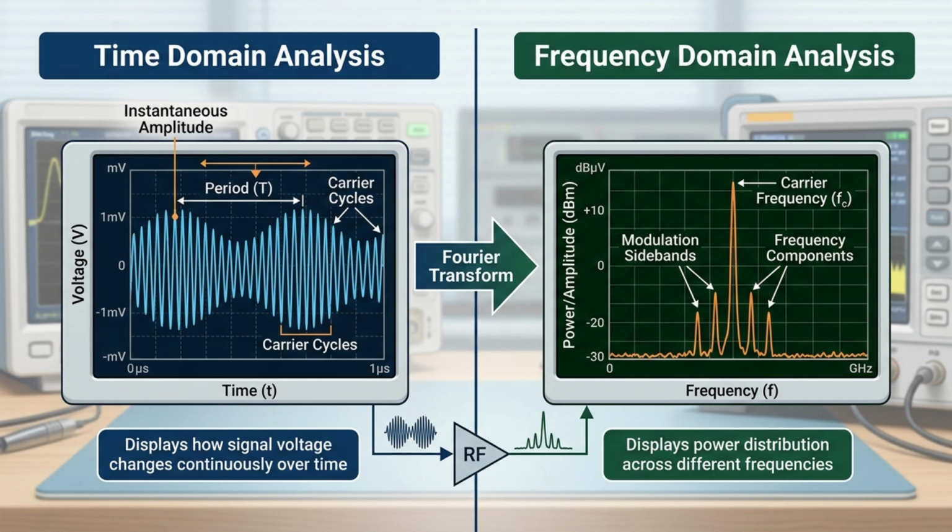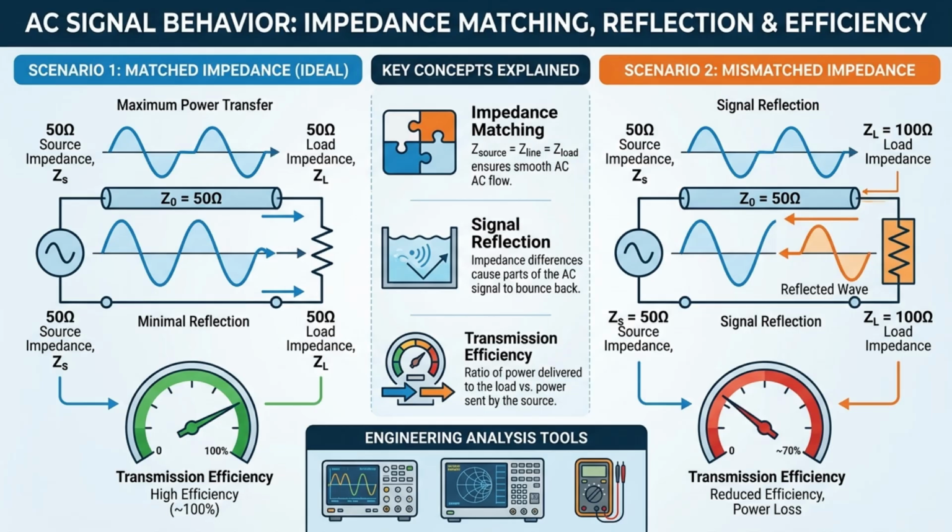In RF engineering, AC circuit analysis becomes the primary tool for understanding system behavior because RF signals are inherently high-frequency alternating signals. Every RF system operates in the frequency domain, where voltage and current continuously vary over time. Impedance matching, signal reflection, and transmission efficiency all depend on AC behavior. Engineers must carefully analyze how signals propagate through components and transmission lines to ensure minimal loss and distortion.